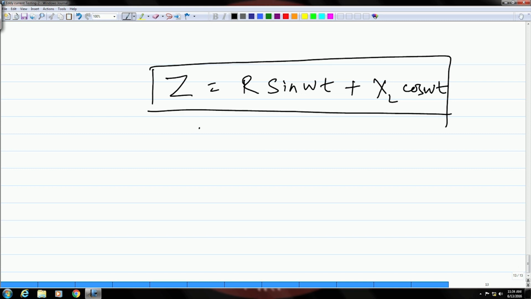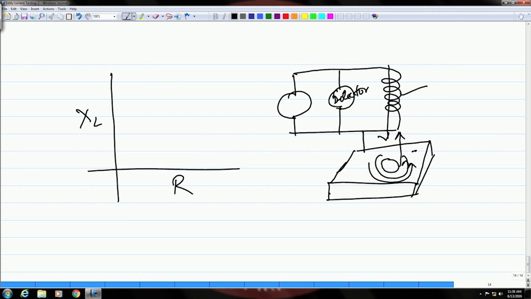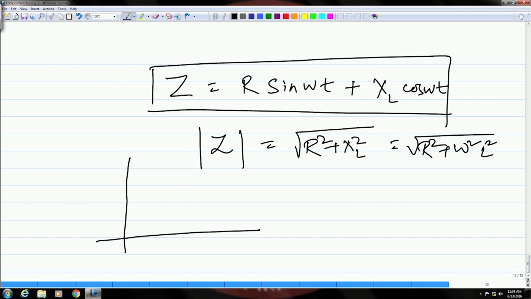Okay. So, that means the magnitude of Z is this, or if you break off XL, then it will be this. It can also be plotted in this fashion in terms of XL and R. As you could see, Z is the sum of R and XL, so it will be a vector like this.